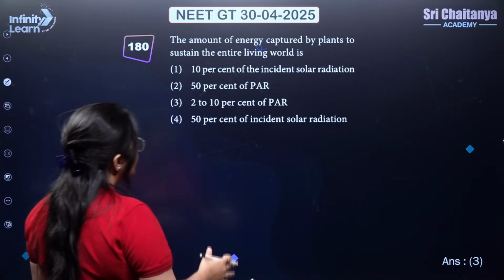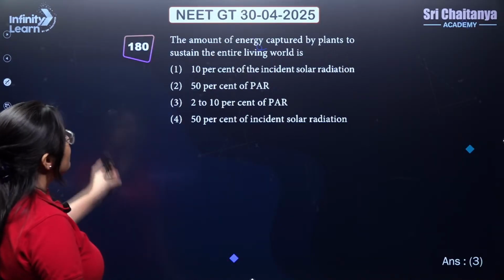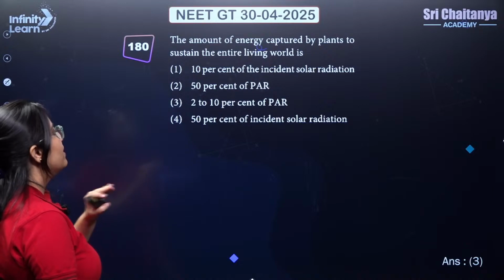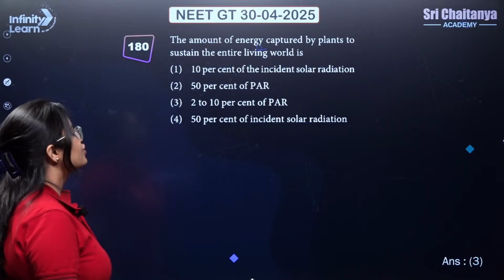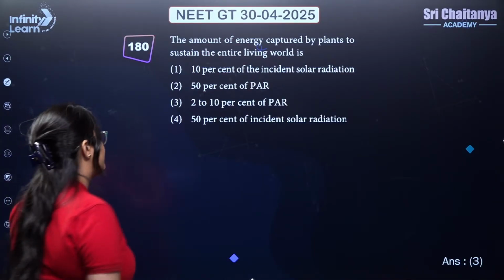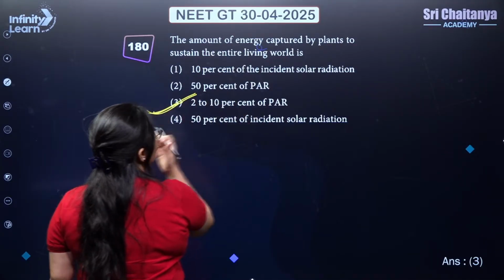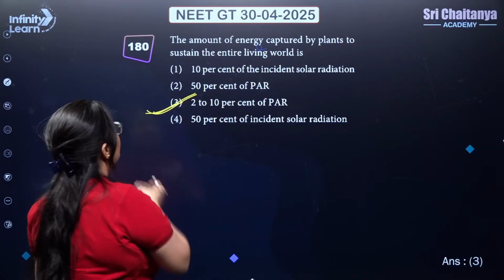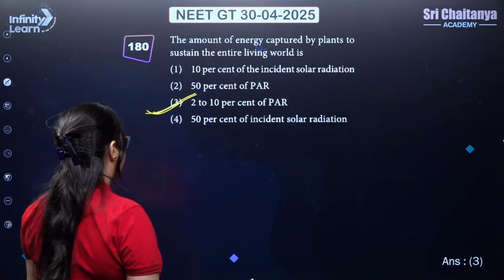Amount of energy captured by plants to sustain the entire living world is just 2 to 10% of PAR. So your correct answer is 3, my dear students. 2 to 10% of PAR. So 180 question. Answer is 3, 2 to 10% of PAR.